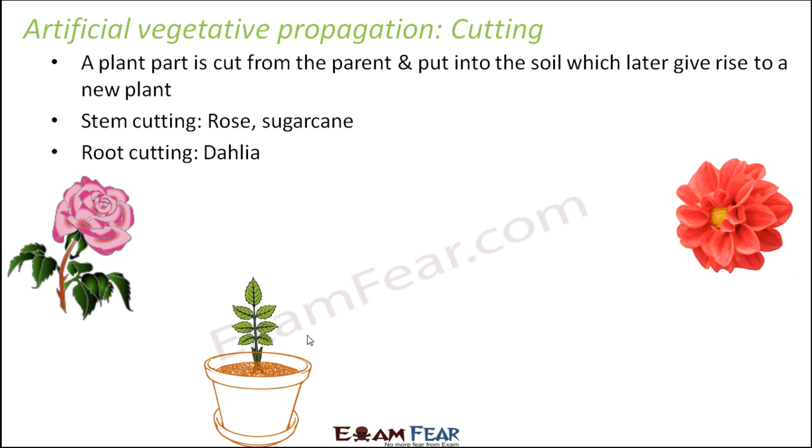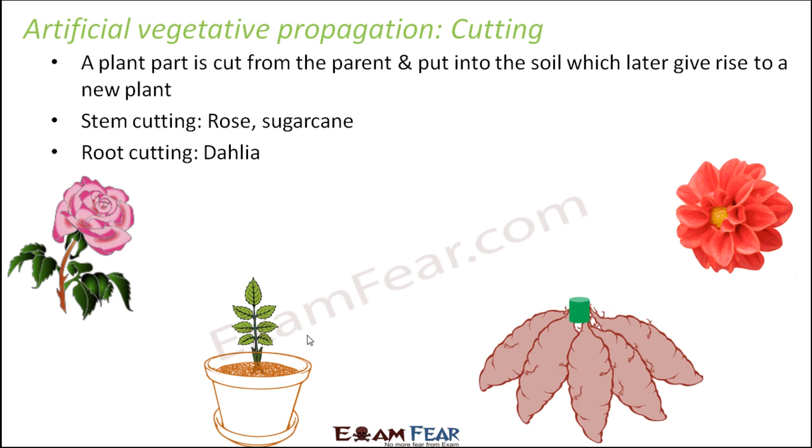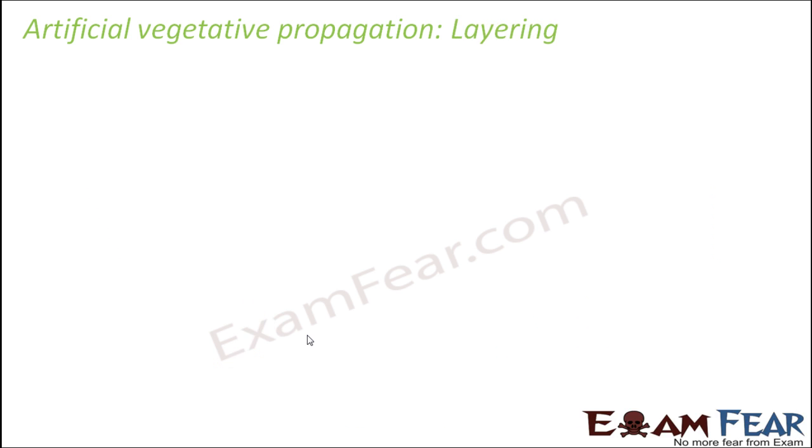Root cutting example is dahlia, because in dahlia their roots are capable of giving rise to a new plant. I was talking about the vegetative propagation by roots, right? So you have to have the knowledge of natural vegetative propagation so that you know which part of which plant is capable of giving rise to a new plant, so that you can cut that particular part. For example, in dahlia, if you cut the stem of dahlia, unfortunately you will not be able to get a new plant with that, because stems are not capable of giving rise to a new plant, whereas roots are. So for dahlia, you have to cut the root and then plant it. This is how the roots of dahlia would look like, the swollen roots.